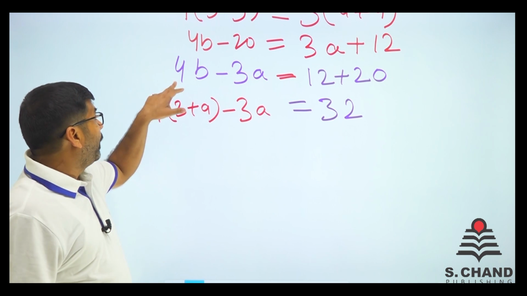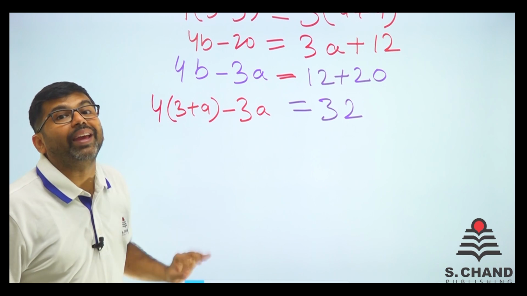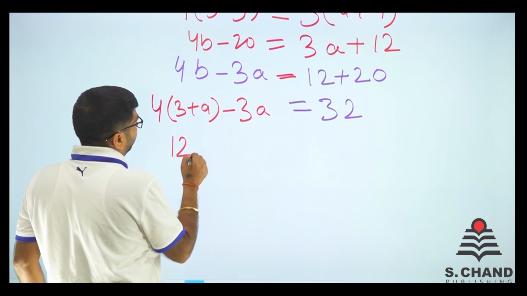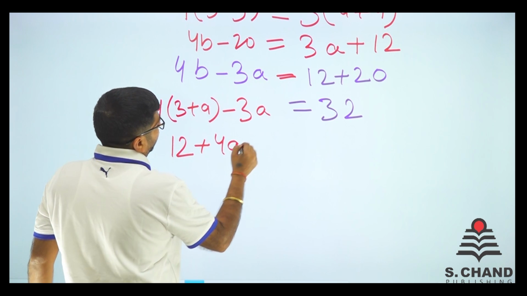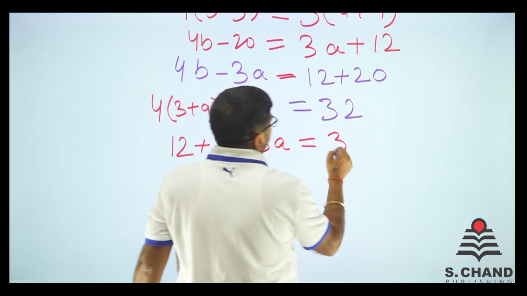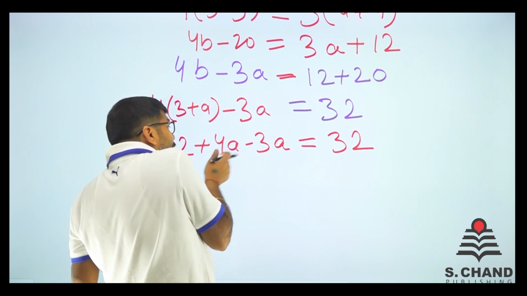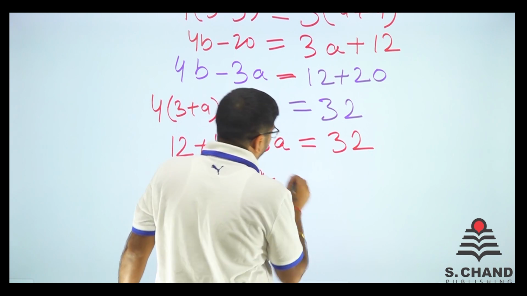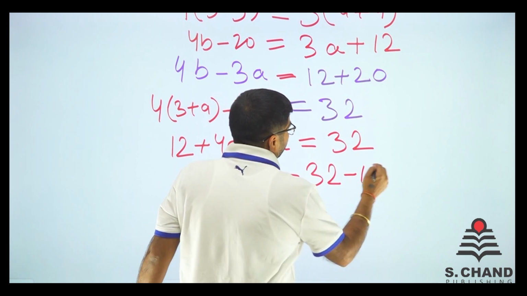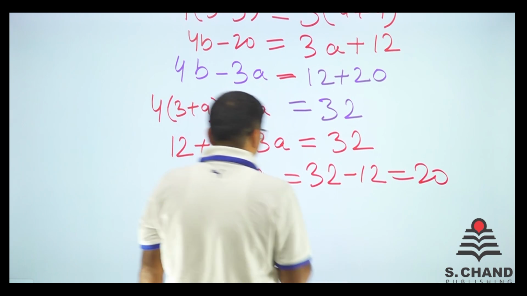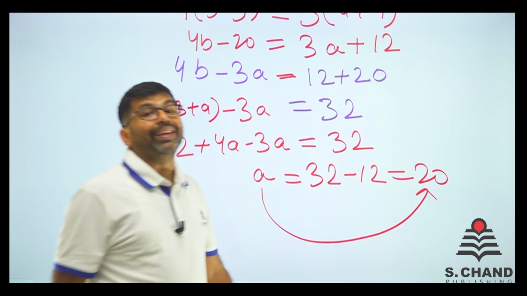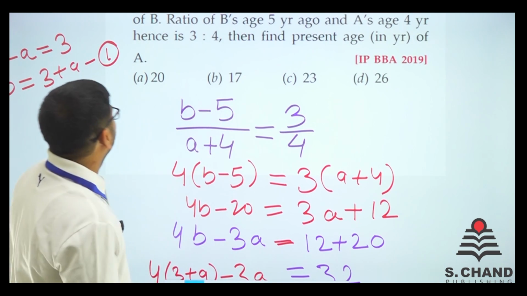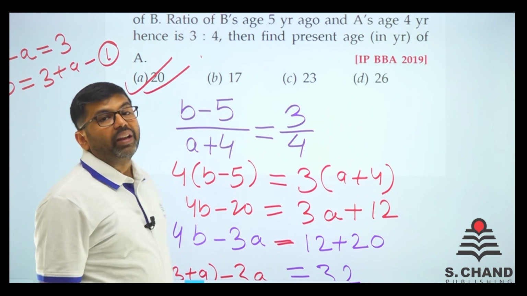So what we did, in place of B we put 3 plus A, because that is in equation number 1. So 4 into 3, 12, plus 4A minus 3A is equal to 32. When you do that, 4A minus 3A becomes A. And this 12 is in plus, goes there in minus. So 32 minus 12 is equal to 20. So A's present age is 20 years. Let's see, is it in the options? 20 years. Yes, it is. So question number 1, 20 years.